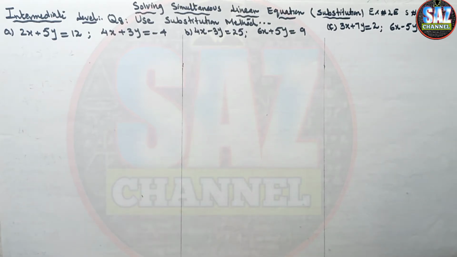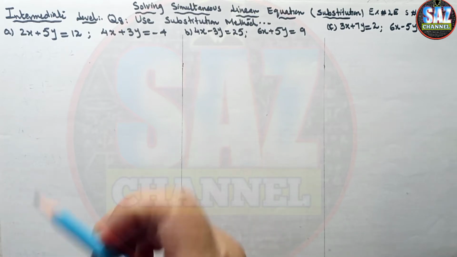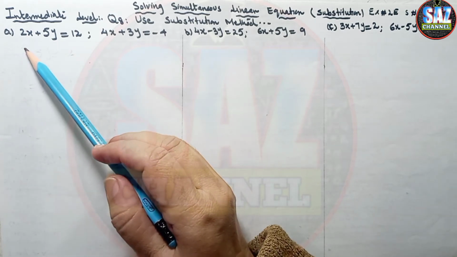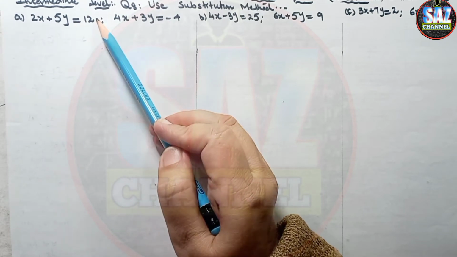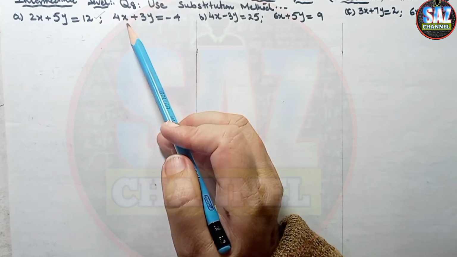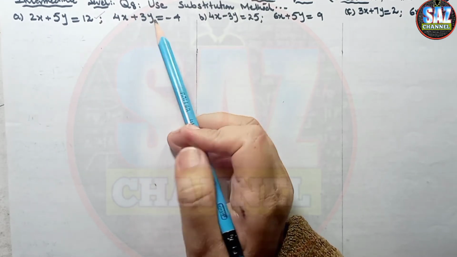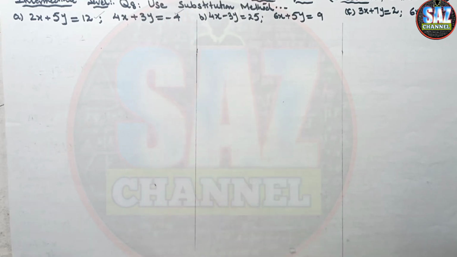Okay, let me move to A part of the question. It's really important before solving the question, you have to compare your question with the original question. 2x plus 5y equals to 12, and the second equation is 4x plus 3y equals to minus 4. And the method that we have to apply on this question is the substitution method.